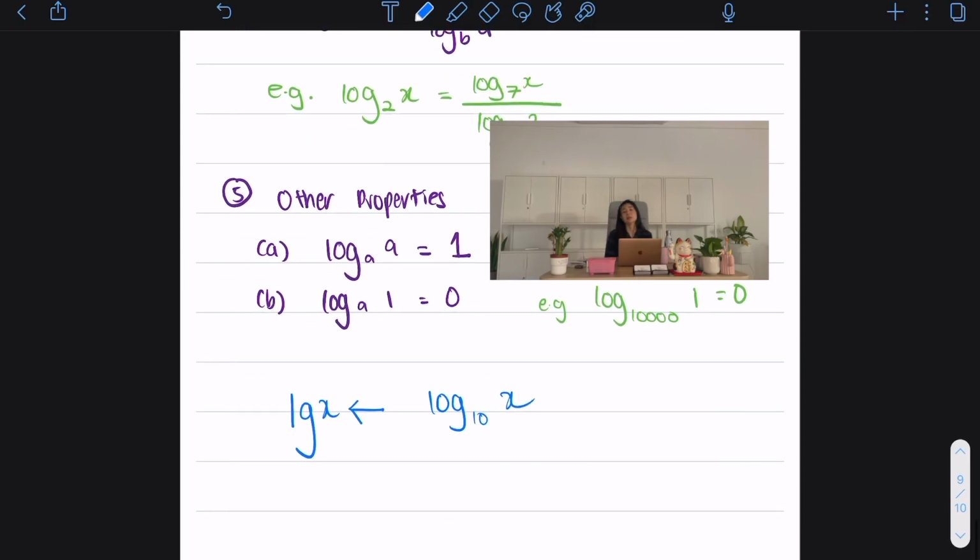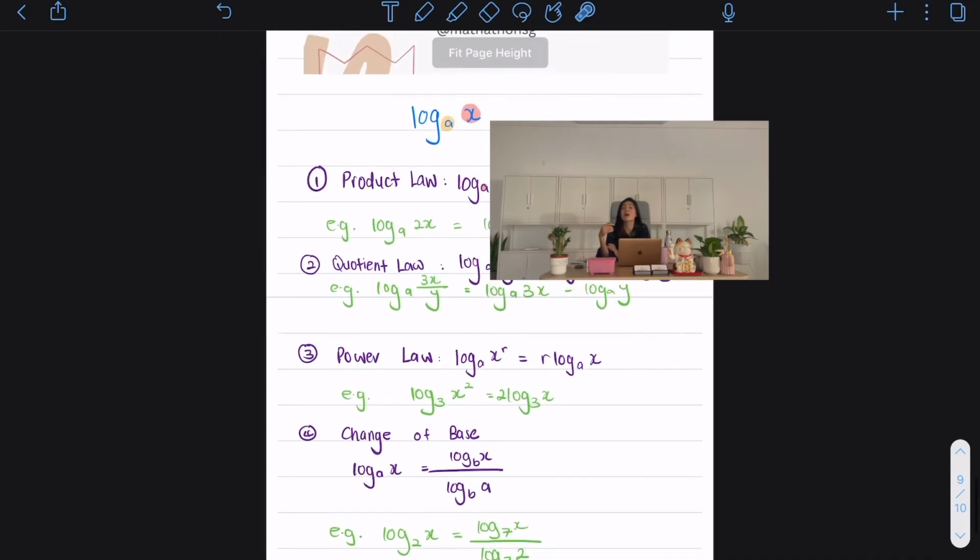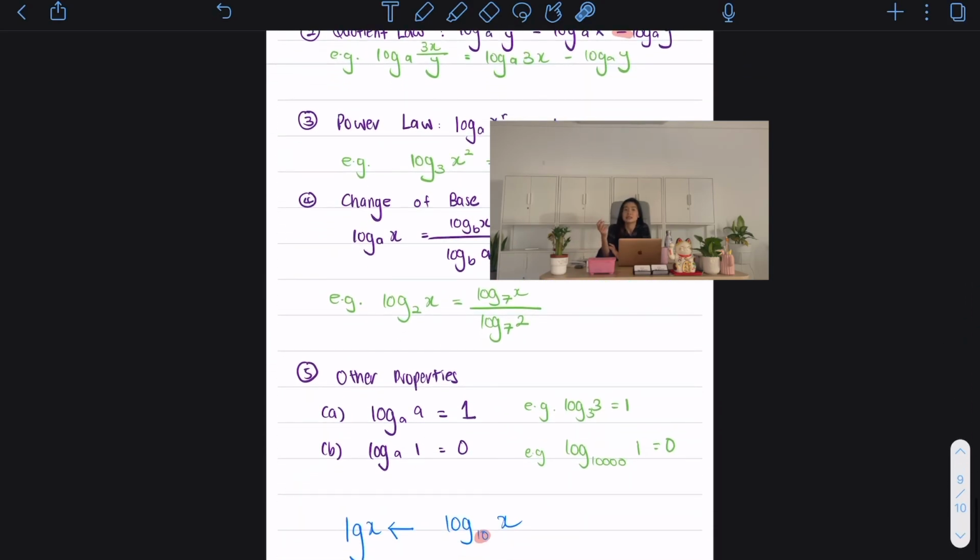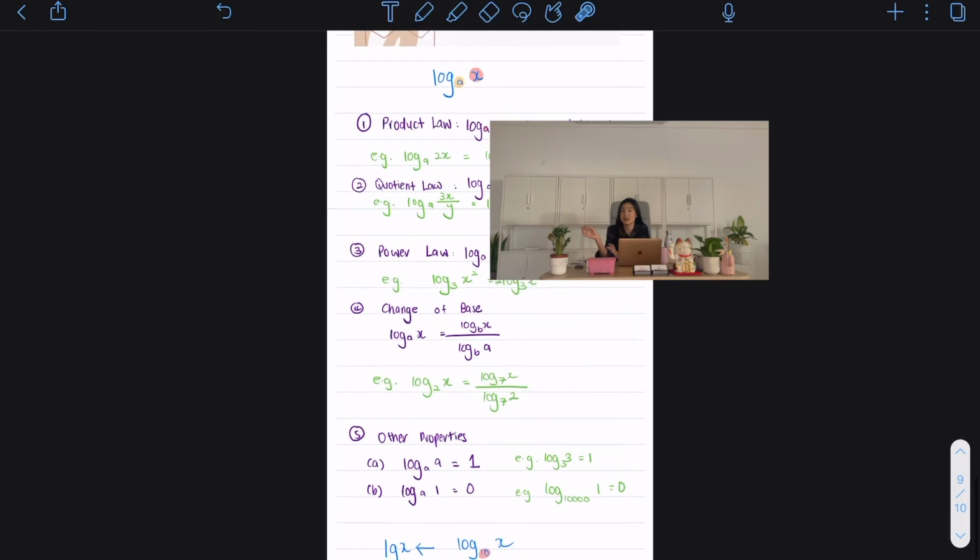Another thing that you need to know is what is lg? You have always seen this in your calculator. What exactly is lg? Basically, lg stands for log base 10. Don't get confused. It's just a representative of log base 10. And what is ln? Basically, it's just log base e. And what is e? Exponential.